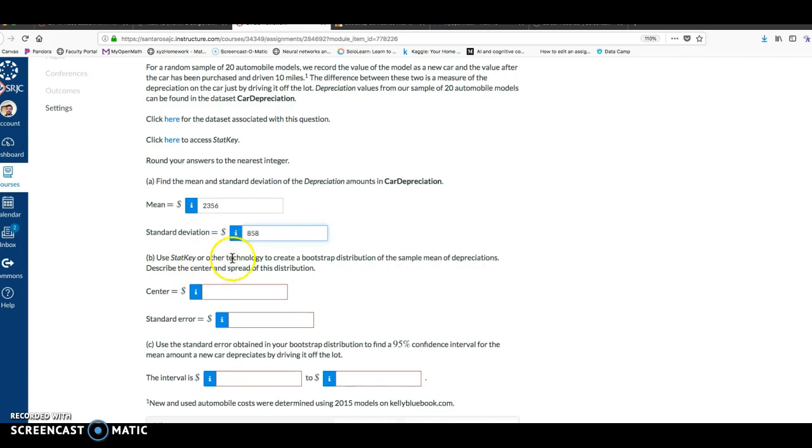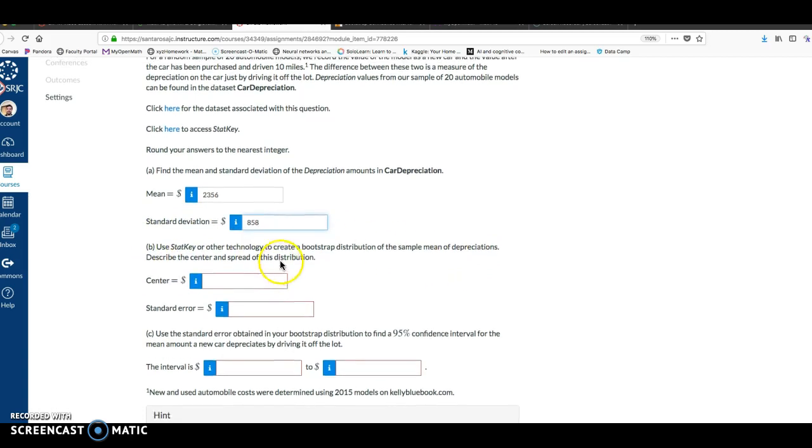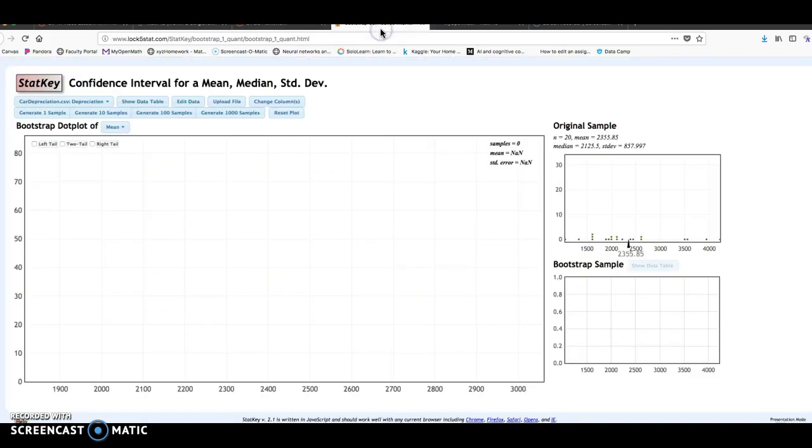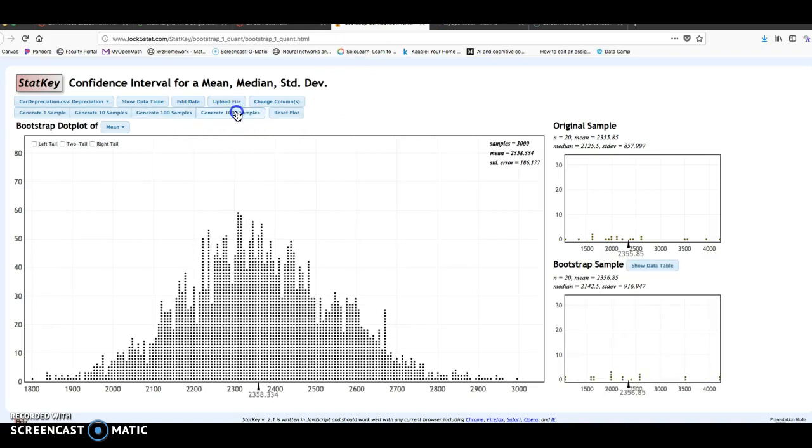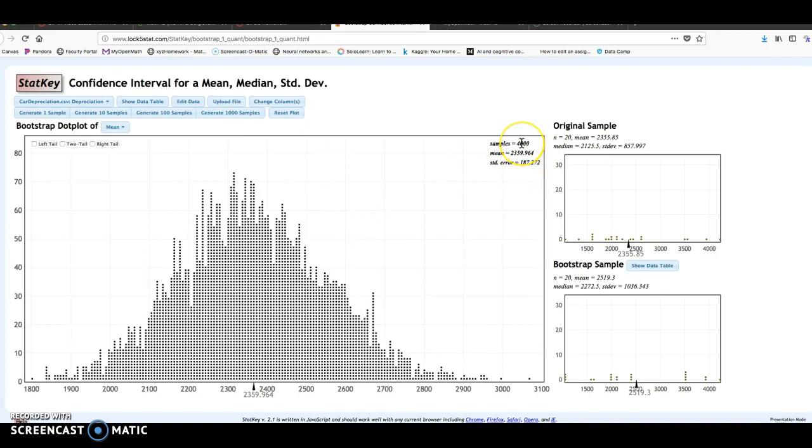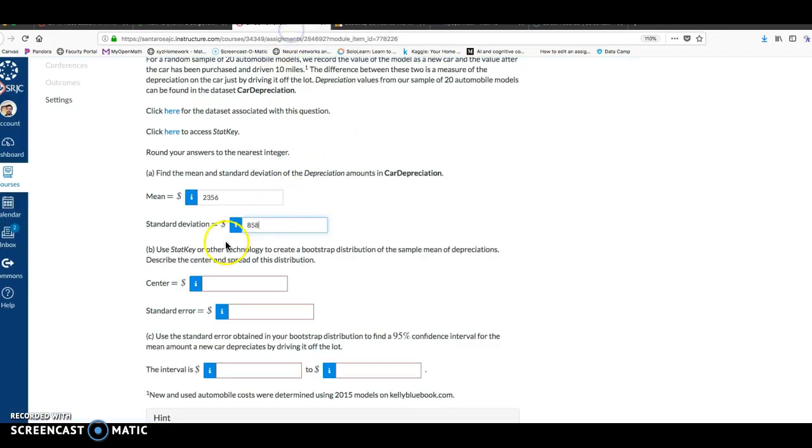Part B says use StatKey or other technology to create a bootstrap distribution of the sample mean depreciations and describe the center and spread. Going back to StatKey, I like to generate at least 2,000, maybe 3,000 or 4,000. Make sure you sample at least 2,000 times. Anything more is fine. Notice this is not going to be the same for everyone. You might have a different center, but the question is asking for the center of this distribution.